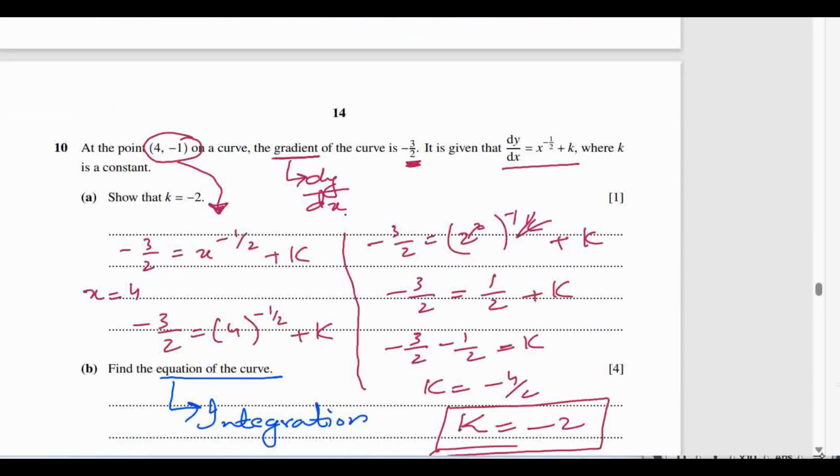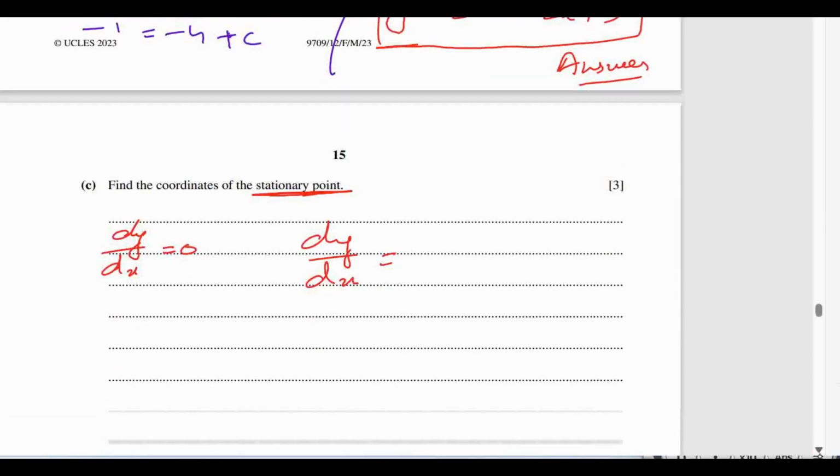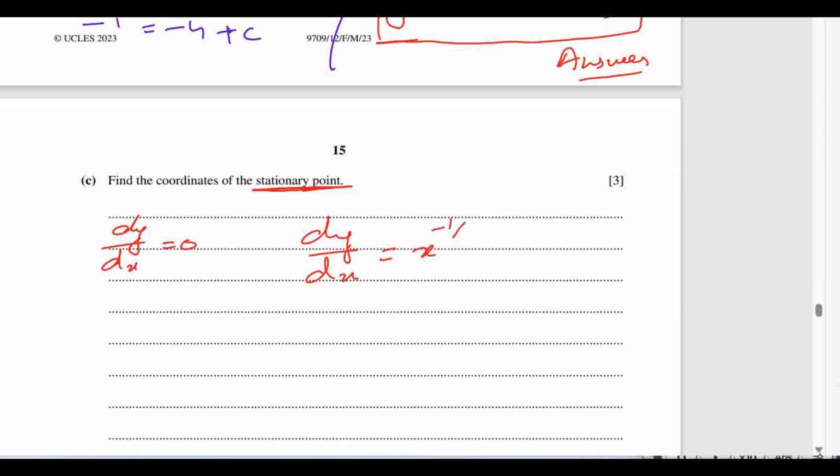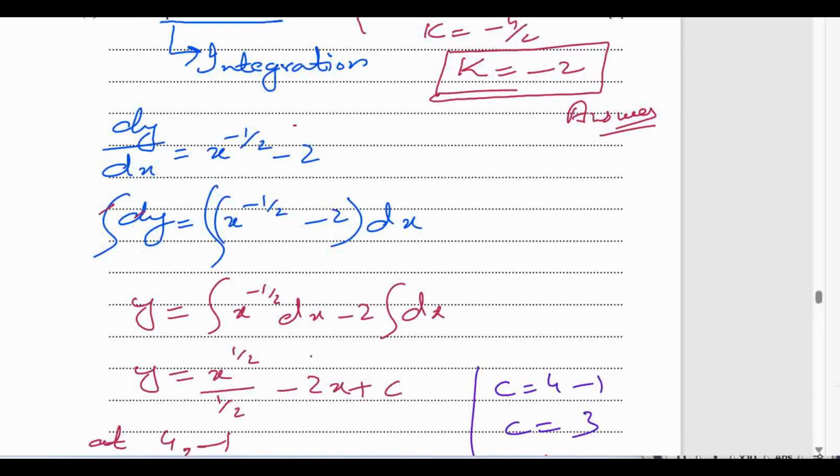Now let's move on to the next part, part C. Find the coordinates of the stationary point. Now at stationary point, what does it mean? It means that at stationary point dy by dx will be equal to 0. Now here we know that dy by dx is equal to, what's the value of dy by dx? X power minus 1 by 2 plus k, so x power minus 1 by 2 minus 2, because the value of k is minus 2.